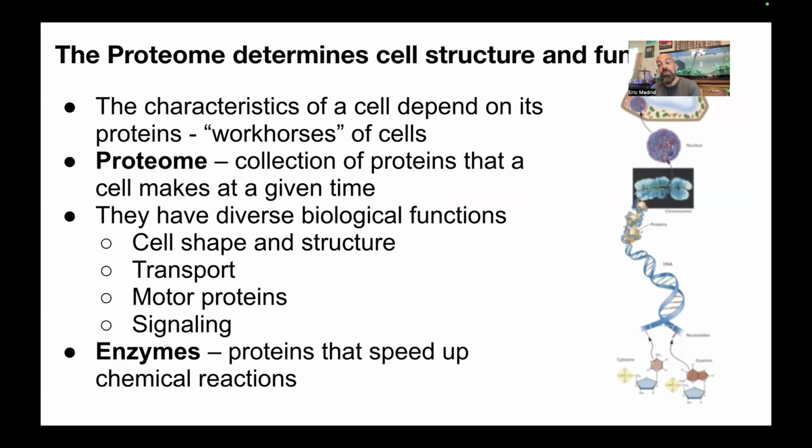But then that genome will go on to produce the proteome. So the proteome are all of the proteins that a cell makes at a given time. And of those four macromolecules, in terms of genetics, those proteins are going to be the most important because the proteins, again, are the workhorse of the cell and they build stuff.